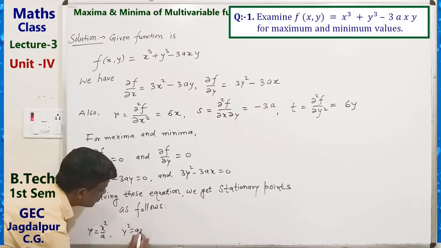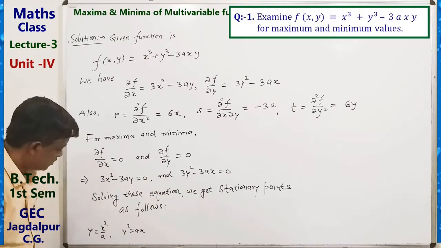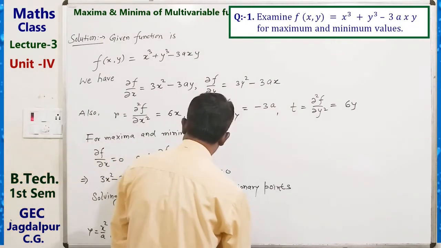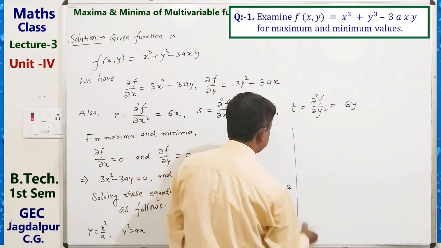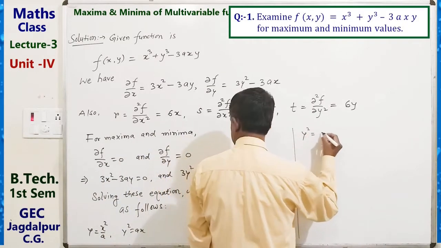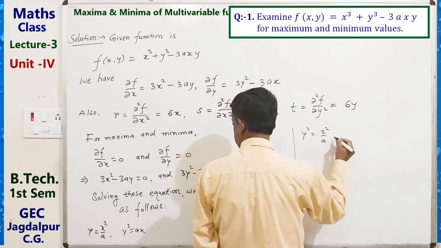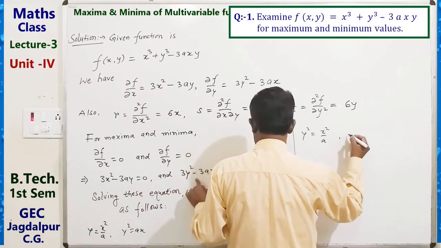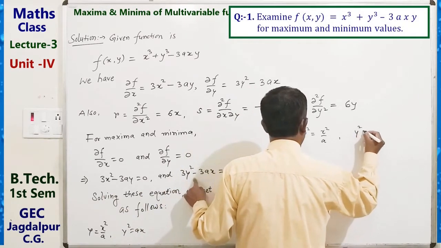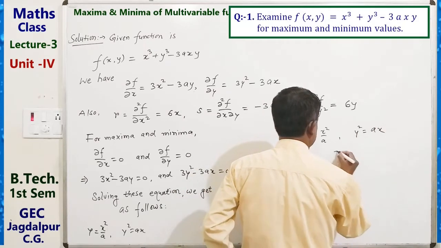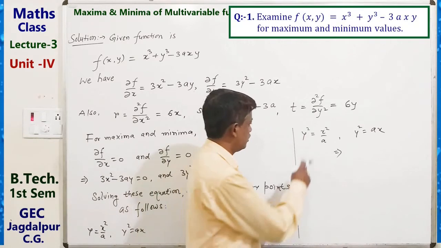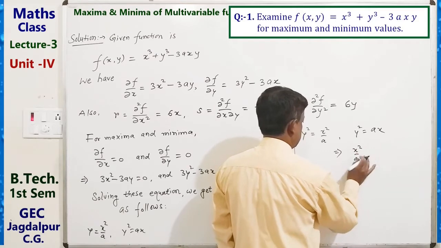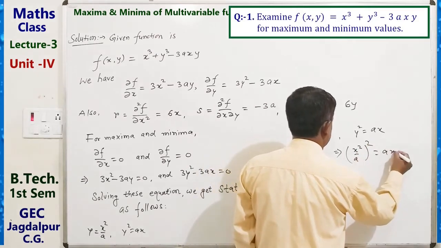So we can write, just solve it. y equals x square by a, and also here y square equals ax. So for solving, y square is x square by a whole square, equals ax.